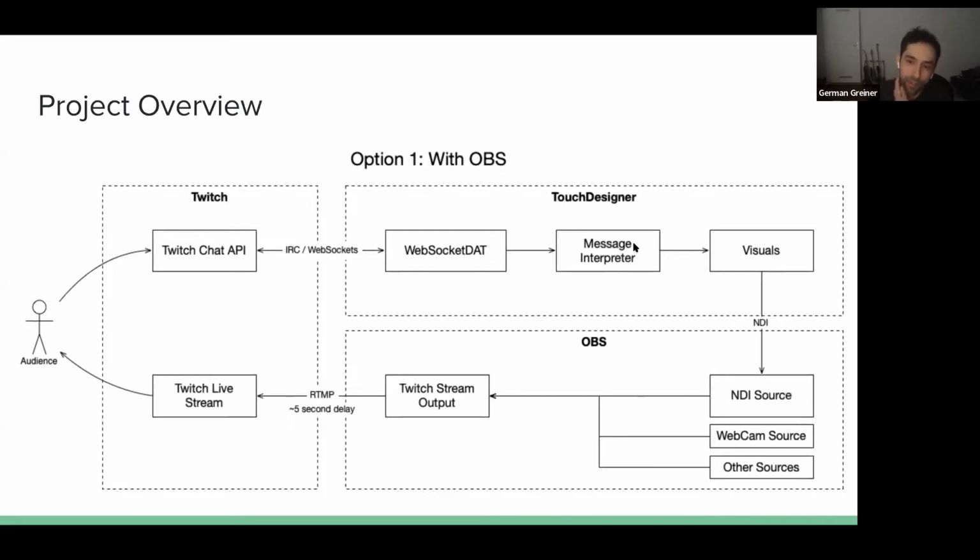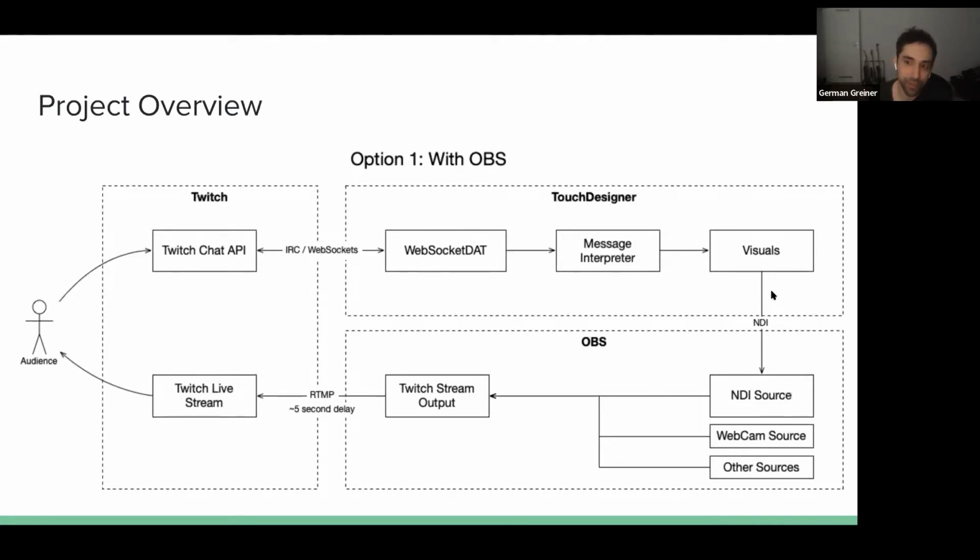The purpose of this interpreter is to take the messages in the chat and translate them into some format or structure that the visual system will understand. So it's an intermediate step. Then the visual system takes that structured data and visualizes it in some way. After this, I send the visuals out through an NDI port to OBS, which is a separate program used for streaming video to Twitch, YouTube and different providers.